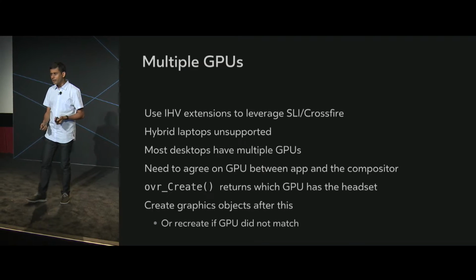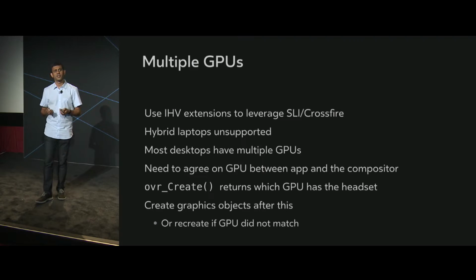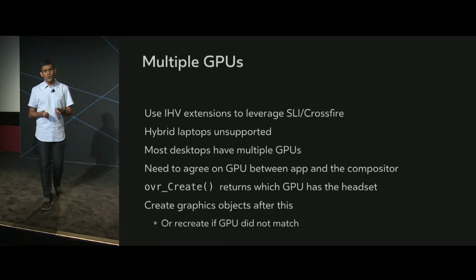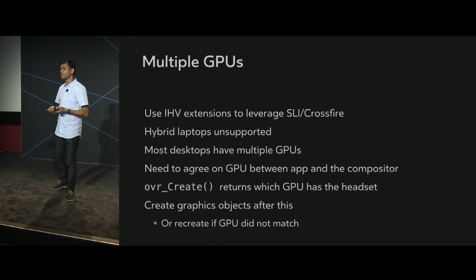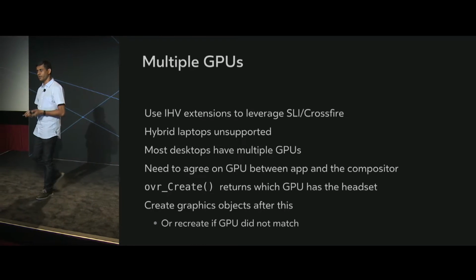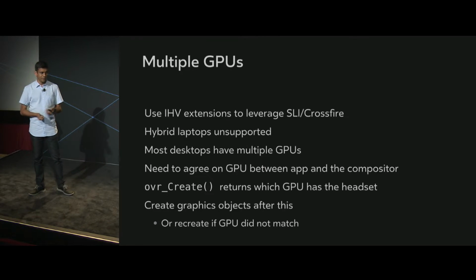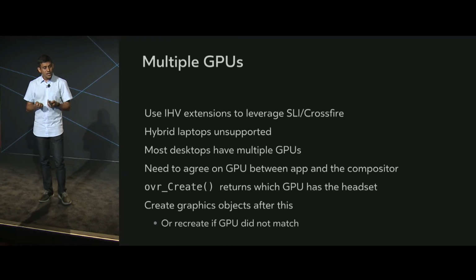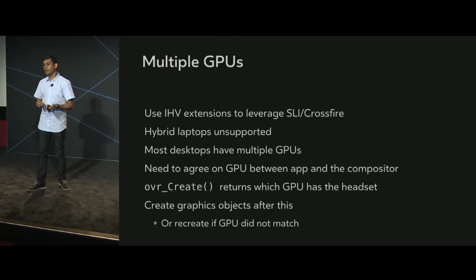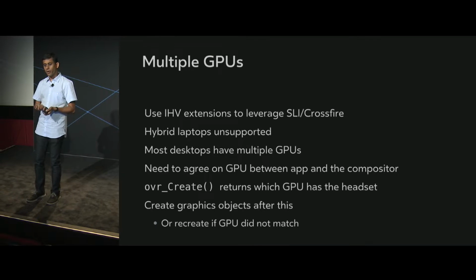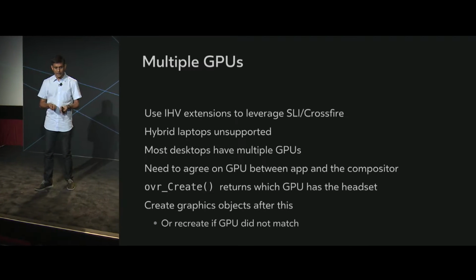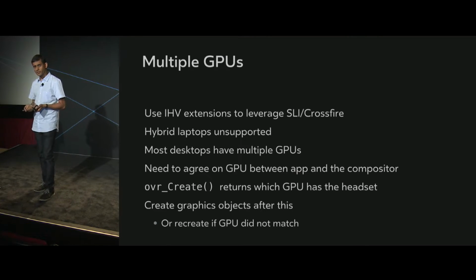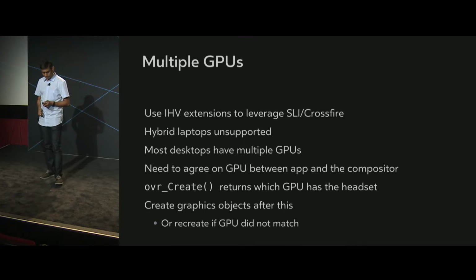So ideally, we want the app to create all of its graphics resources after it calls OVR create. However, we know that many apps do their graphics resource initialization pretty early in the process and well before they've enabled VR. If you do this, then still make sure that you check the return value of the adapter from OVR create, and if that doesn't match the GPU that you created all the graphics resources on, then you want to restart and recreate everything.